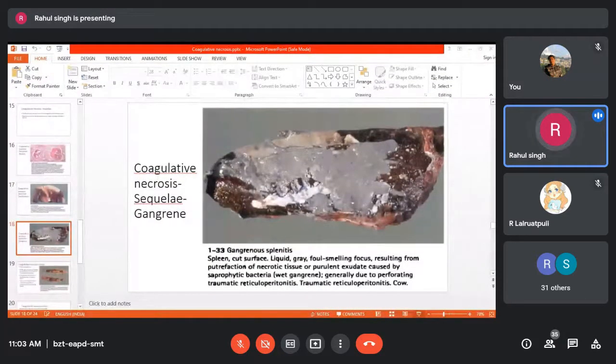Can you see this gangrene? Yes, sir. Okay.